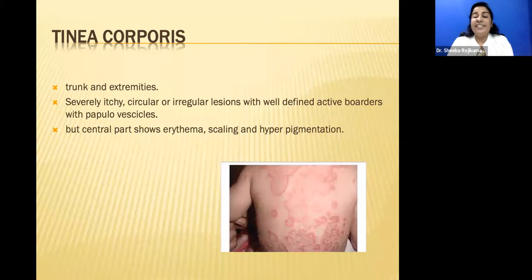Tinea corporis, severely itchy, circular or irregular lesions. Remember that it may not always be circular, but there will be a pattern for it. Severely itchy, circular or irregular lesions with well-defined active borders. Last time we discussed pyodermas, erysipelas and cellulitis, where we discussed whether there are active borders or not. Here also you have irregular or circular lesions with well-defined active borders with papillovesicles, but the central part shows erythema, scaling and hyperpigmentation. Okay, that is a case of tinea corporis.